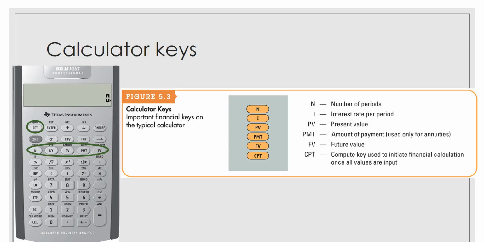I like to use the Texas Instruments BA2 Plus. These are available on a large number of websites, including Amazon and Walmart. They're also available for in-store purchase at the school library or at the school bookstore, as well as Walmart. They're about $25. This is the professional edition, so it's slightly more. However, that is completely unnecessary.